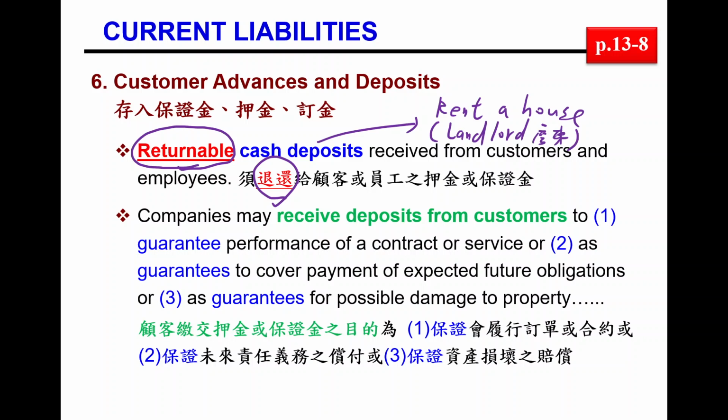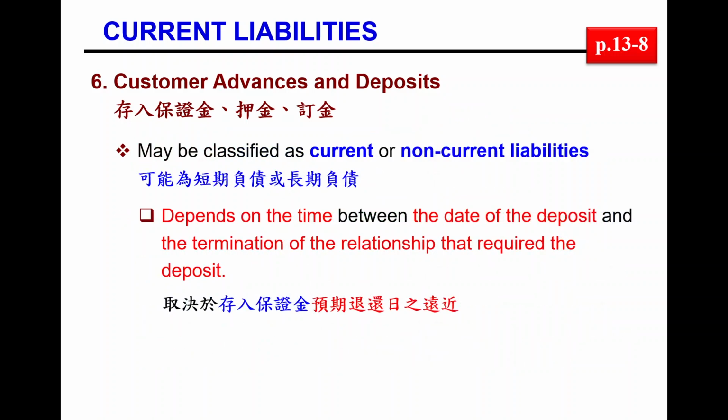Any questions? No problem, right? Okay. It's quite simple, easy, and quite common case we have. So usually it could be current or non-current liability. Could be current, could be non-current. Depends on the contract, right?